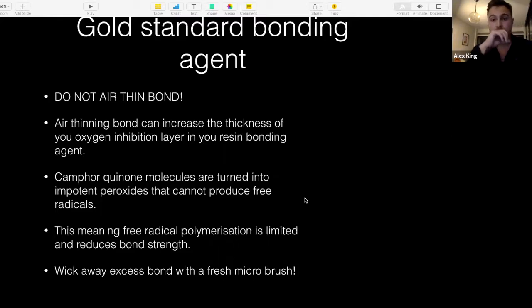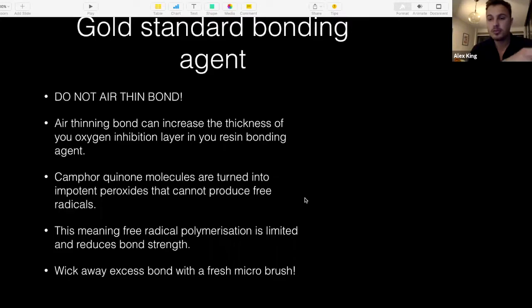Controversial as well, gold standard bonding agents. In dental school, everyone air dries the shit out of bond. And I've definitely done it in the past because everyone's saying evaporate whatever it is off the bond until it doesn't ripple and stuff like that. Two things: if it's rippling, you've got too much bond, the bond's too thick, and if you're air drying your resins, you're losing bond strength. So I no longer air dry resins.